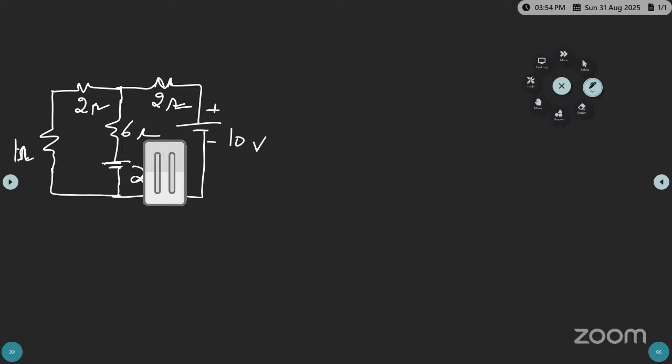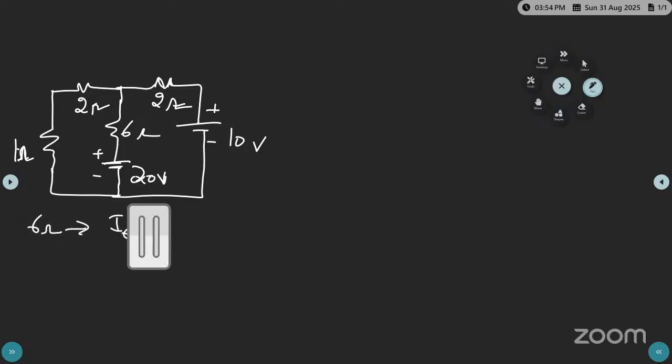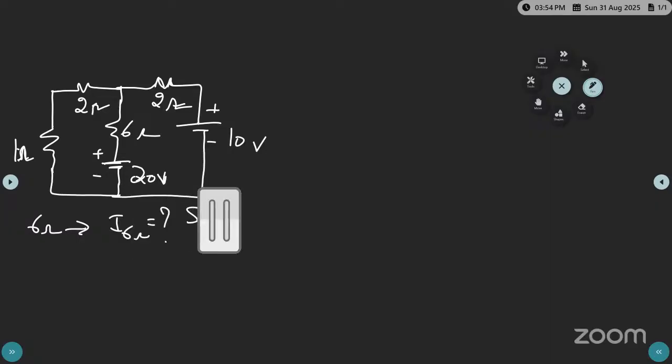Calculate current through the 6 ohm resistor by using the superposition theorem. You are not doing it, I will do it fast. Okay. So what do we have to do now? Calculate current through the 6 ohm resistor by using the superposition theorem. What you have to do? For step 1.